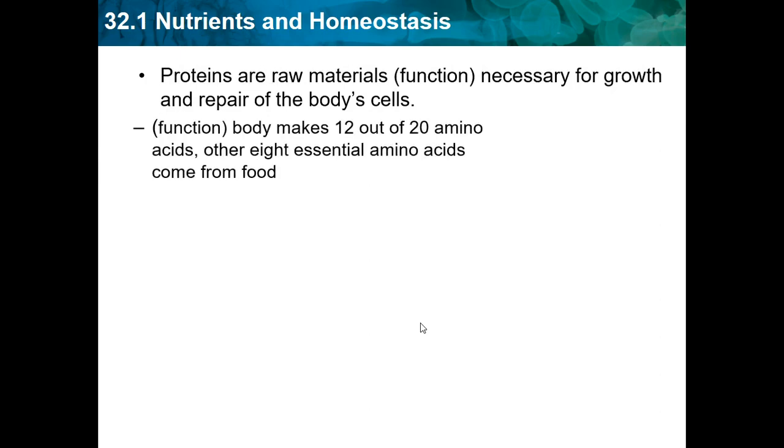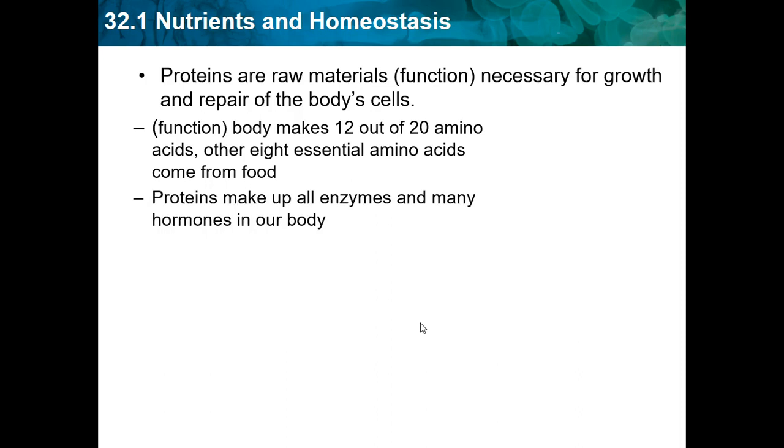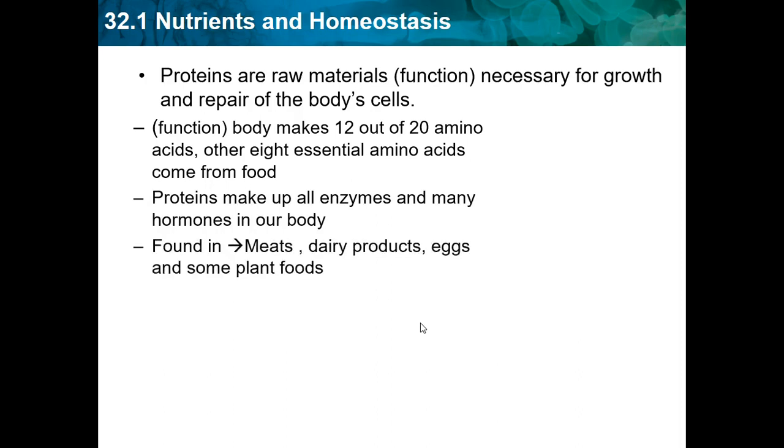Proteins are raw materials necessary for growth and to repair the body. So the body makes 12 out of the 20 amino acids we need. So the other 8 that our body doesn't produce, we have to eat to consume. Proteins make up all enzymes and many hormones in our body, found in meat, dairy products, eggs, and some plant foods.